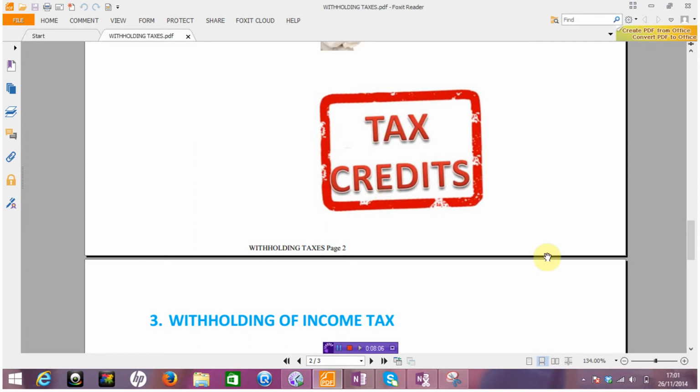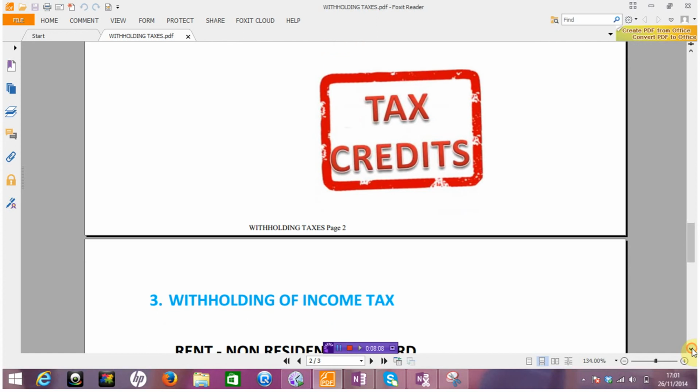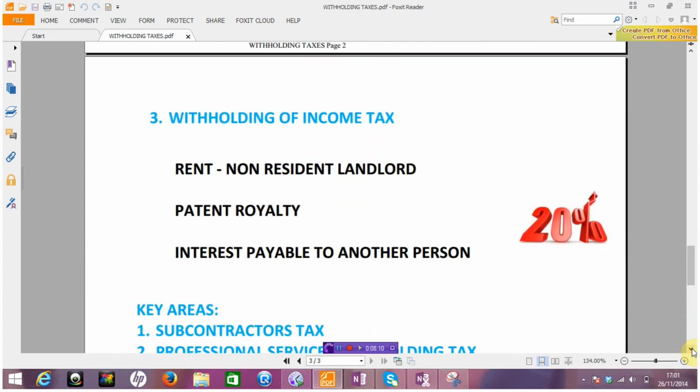Okay. Last point here is just in relation to withholding of income tax generally. So in essence, what we're talking about is very much the same type of thing. In what circumstances is income tax deducted at source? And we saw above we have two examples in relation to subcontractors and professional services. Well, a couple of other areas. One is this area of a non-resident landlord. So there's a requirement for anyone paying rent to a non-resident landlord to deduct tax at 20%.